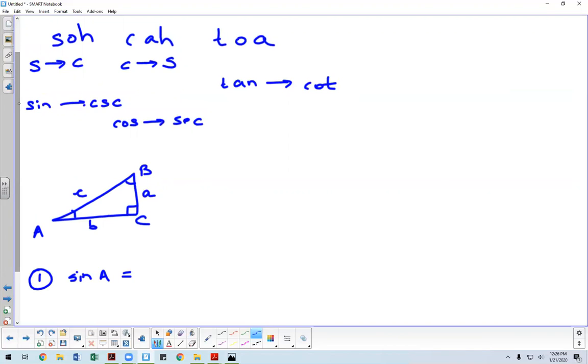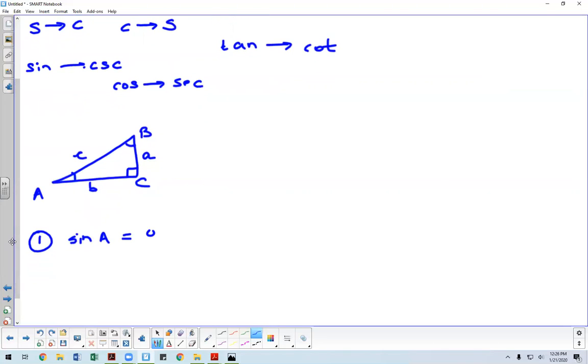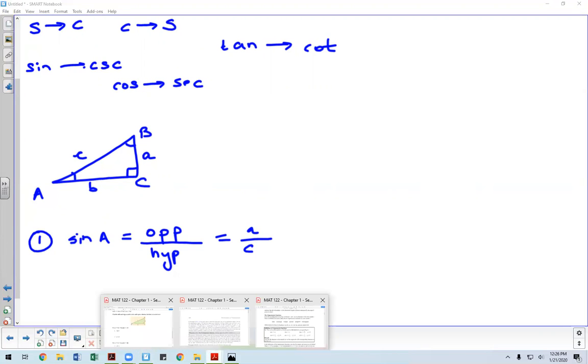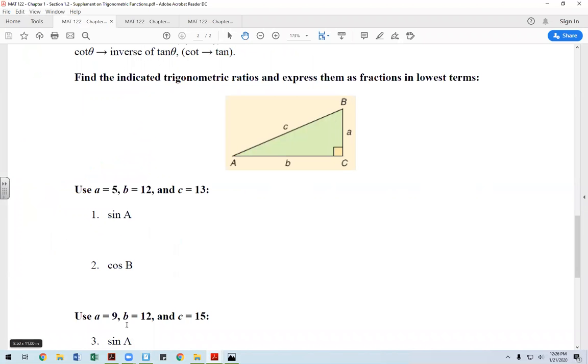If this is our angle A right here, we're talking about sine, so that's SOH, which means opposite on the numerator and the hypotenuse on the denominator. With respect to angle A, the opposite side is side a, and the hypotenuse, of course, is side c. Then just use the numbers they're giving us to come up with that ratio. They're telling us a is 5 and c is 13, right? So just using those numbers.